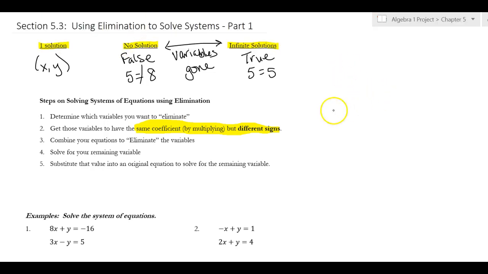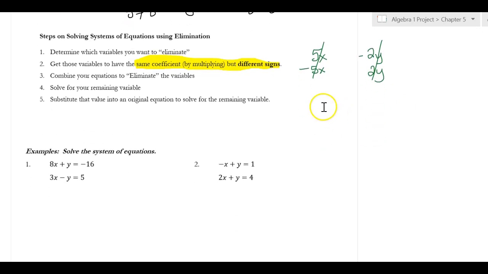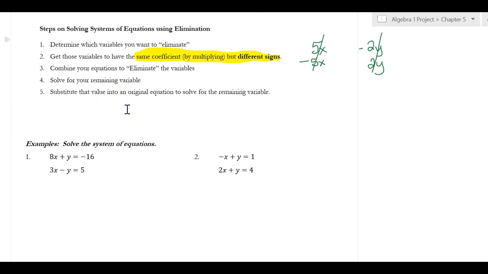So here's an example. If I have a 5x and a negative 5x, negative 2y and 2y, those are things that I'm going to get the same. So it's the same number, different signs. And what will happen is I'm able to just eliminate them and cross them off because 5 minus 5 is 0. Negative 2 plus 2 is 0. Okay? All right, so that's the goal. Then you're going to solve the remaining variable, which makes sense, and then we plug it back in.